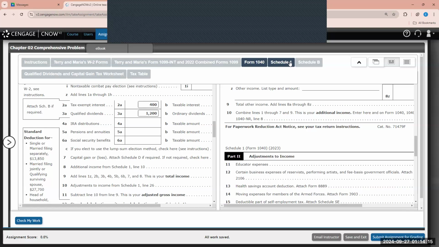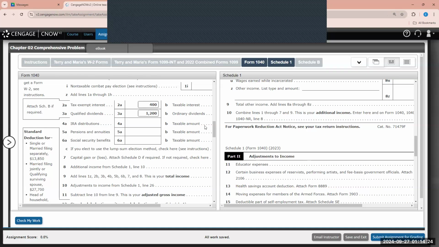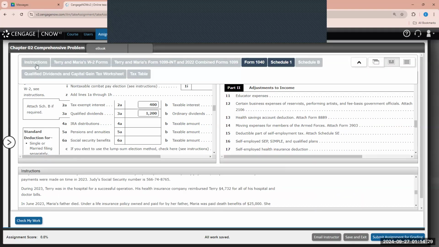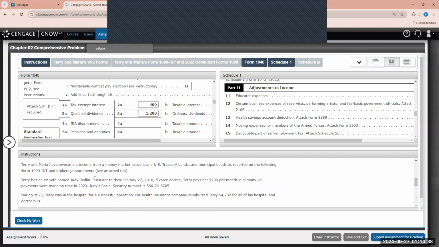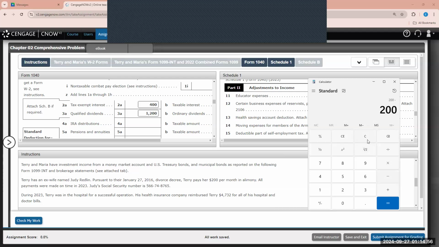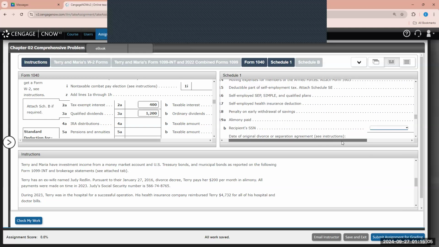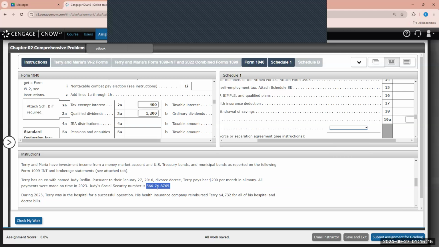And now the next step, it wants us to account for our adjustments to income from Schedule 1. So we open our Schedule 1 again. And as we open our Schedule 1, we know that we now need to factor in the adjustments to income. So as we know from the fact pattern, Terry was married before to an ex-wife named Judy, and pursuant to their January 27th, 2016 divorce decree. So this is before the change to alimony treatment under the Tax Cuts and Jobs Act. It lets us know that Terry pays her $200 a month in alimony. So $200 times 12 months per year, so $2,400 will be reported. So the alimony paid would be $2,400. And then the recipient's social security number, it says her social security number is 566-748765. So we have that amount there.